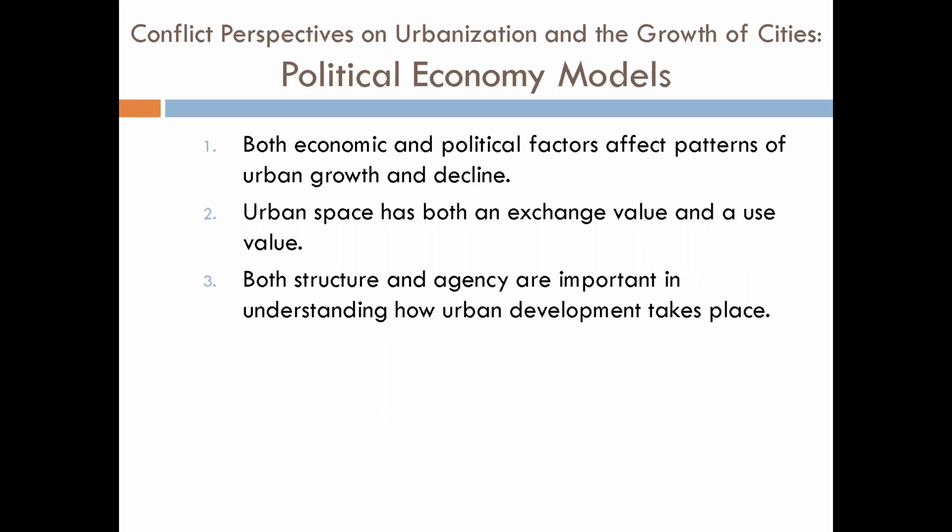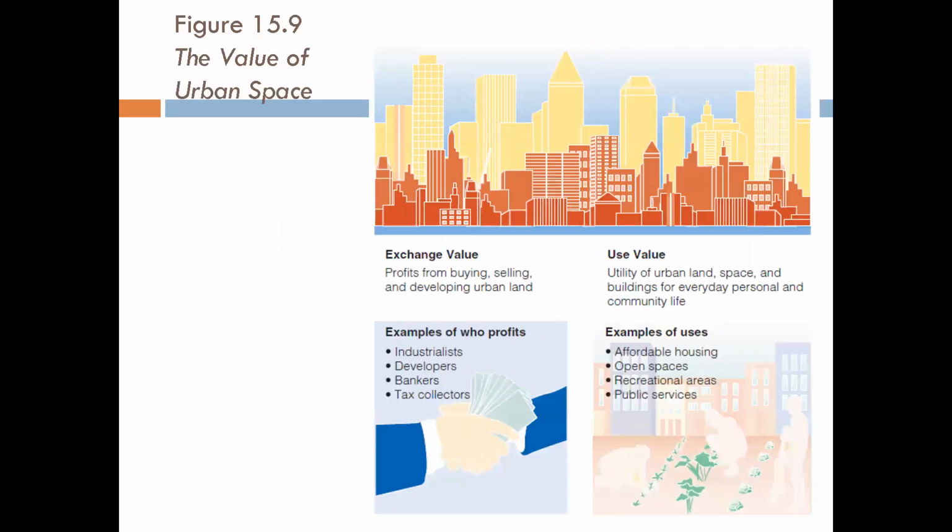So we have a couple of words. At first, economic factors and political factors. Second, exchange value and use value. And third, structure and agency. You can see the value of urban space, exchange value, use value, example of uses, an example of who profits. In exchange value, profits from buying, selling, and developing urban land, and use value, utility of urban land, space, and buildings for everyday personal and community life.